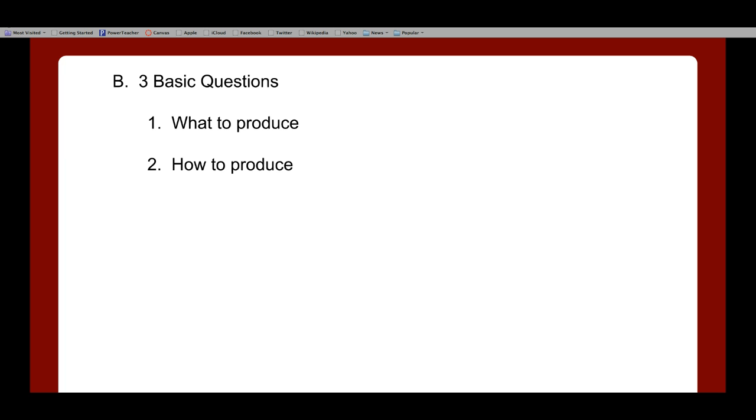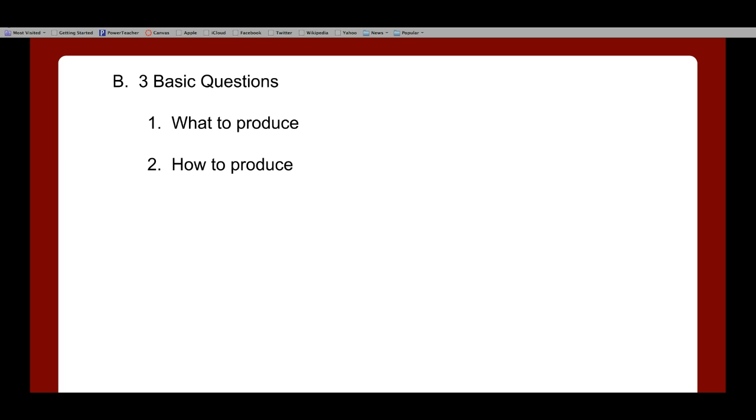The second question is, how are you going to produce it? Again, that goes back to scarcity, because based off what you have available to you, how are you going to produce it? So let's go back. Let's say that we're going to be a farming community.